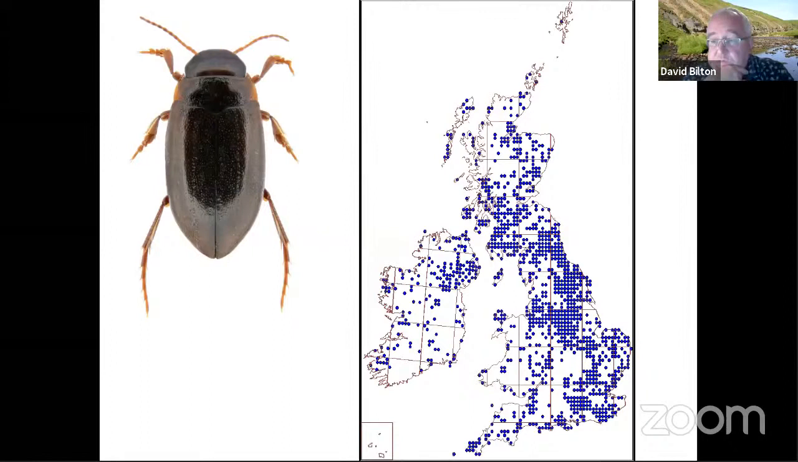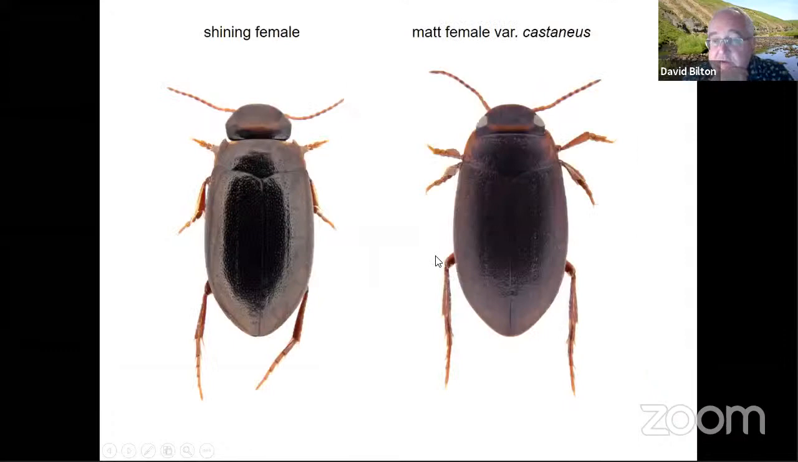It's not one of the commonest water beetles, but it's everywhere from right up in the Shetlands, right down to Land's End and the Scilly Isles, throughout England, Wales, and Scotland, and throughout Ireland. Now, what's interesting about Hydroporus memnonius is that if we look at the females, their appearance, we have some females which are shining and appear very, very much like males.